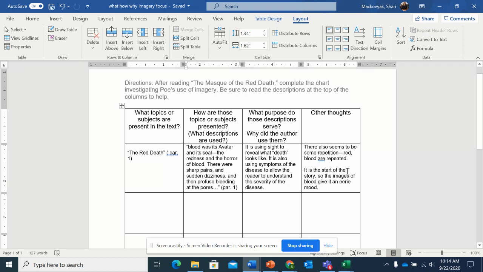So I did the first row for you. And the idea here is as you continue through this piece, you'll take some time after reading to go back and investigate the images that you see and find out what images are being used, how they're being used, and what purpose they serve.